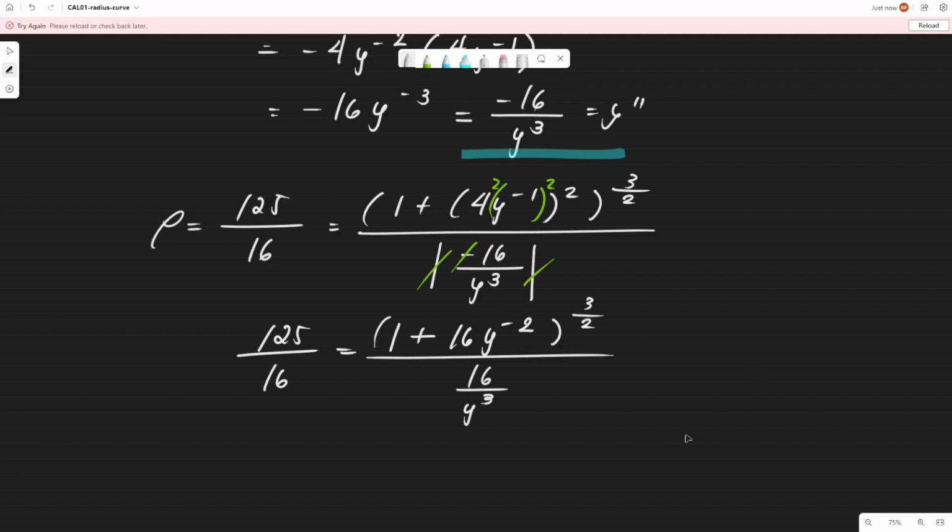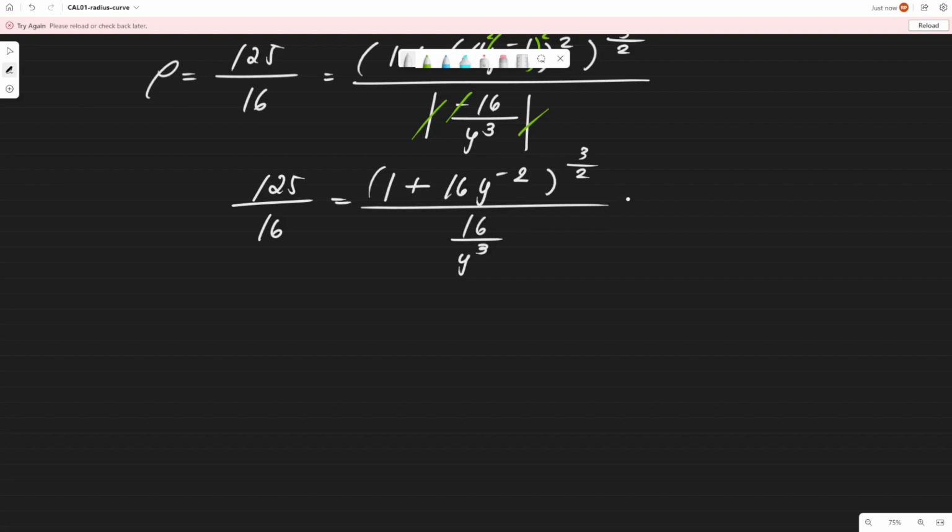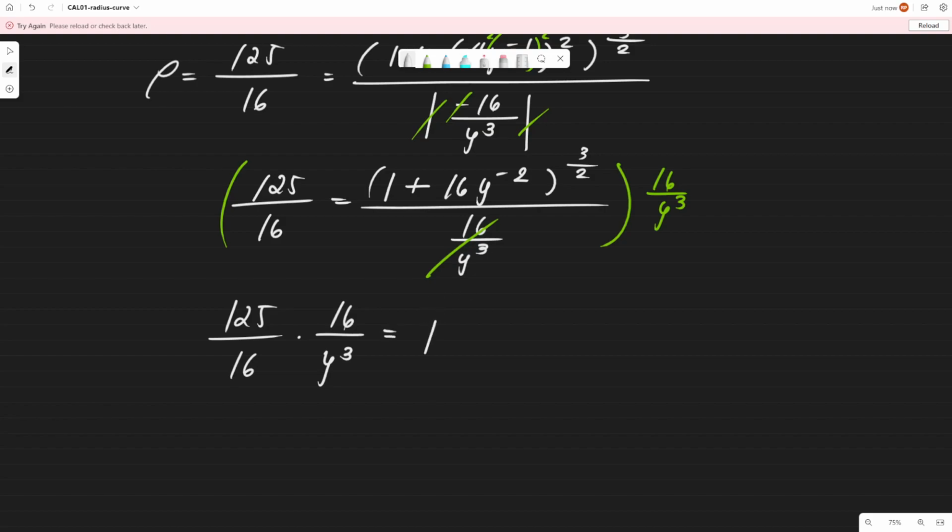Okay, so multiplying both sides, no? Multiplying the equation with 16 over y cubed para makancel natin sino? Si denominator ng buo. Diba? So, therefore, we have 125 over 16 times 16 over y cubed is equivalent to 1 plus 16 over y squared. Diba yun yung equivalent ng raised to negative 2? Quantity raised to 3 over 2.